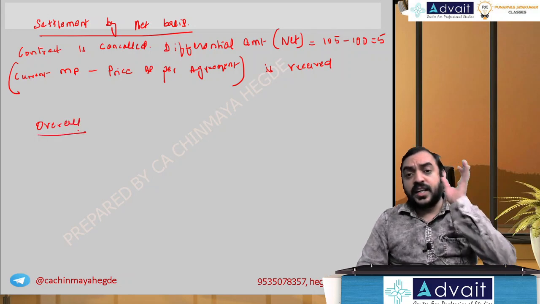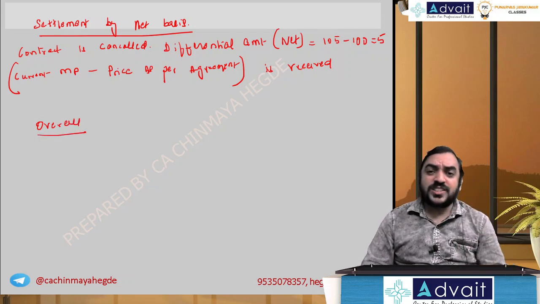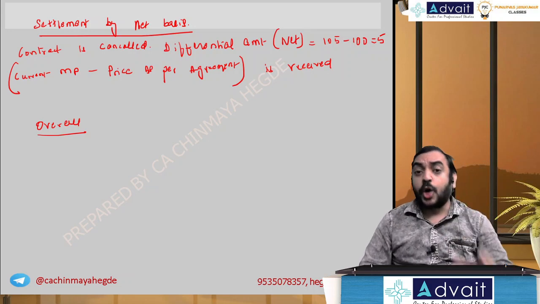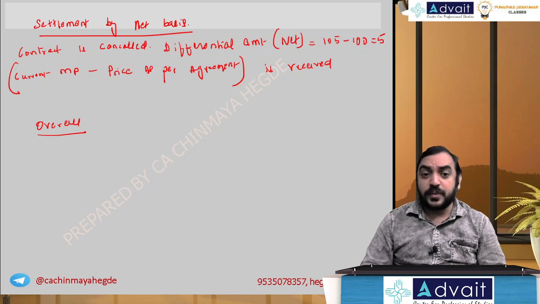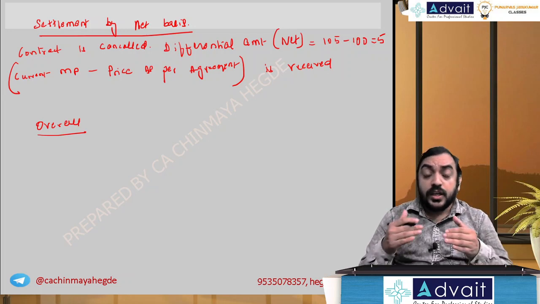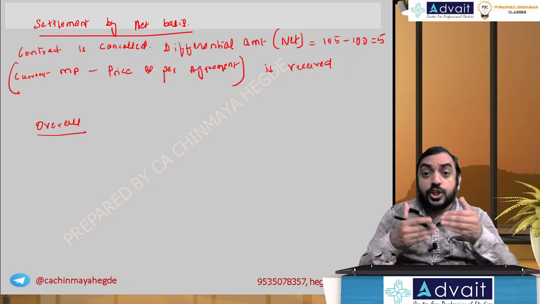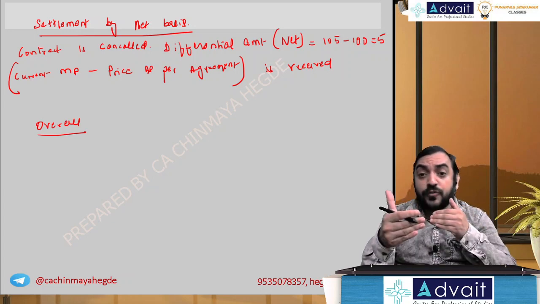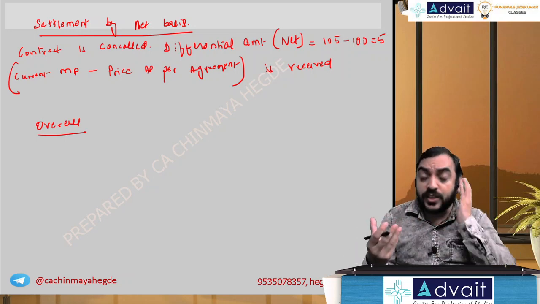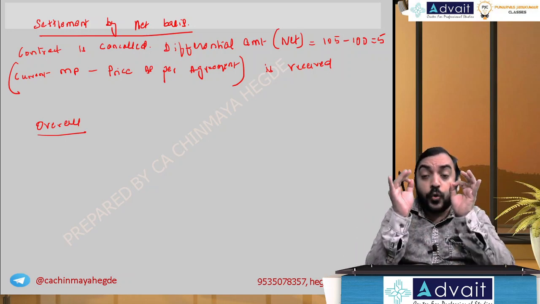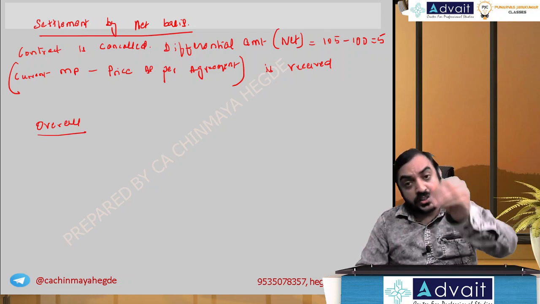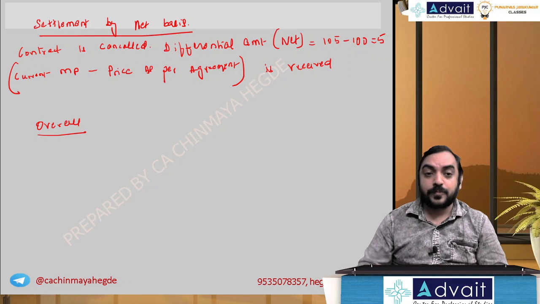In settlement by delivery basis, how much is the profit? 5 rupees. Settlement by net basis, how much is the profit? 5 rupees. So what is the important learning out of these two? Under the two methods, the method of settlement changes. The mode of operation will change, but the overall profit, the final profit or loss, will remain the same.